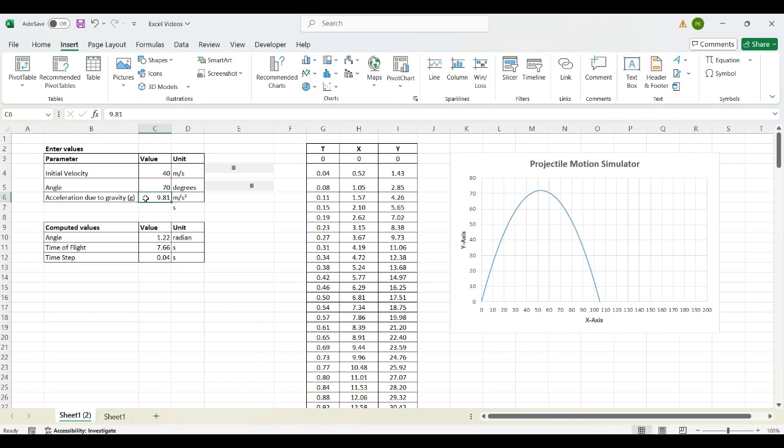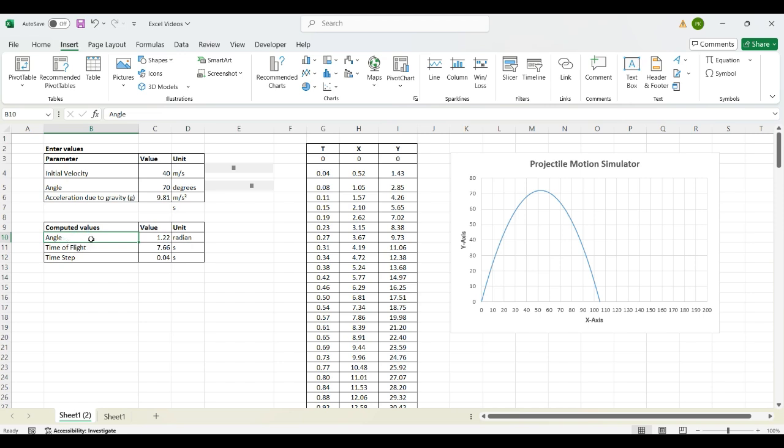So here I have a table where I have captured the input parameters. Here I have a row for initial velocity, angle, and acceleration due to gravity. Now, based on these input parameters, these values are computed. So here you might ask why I have put angle again here.